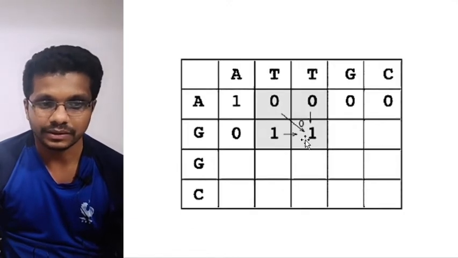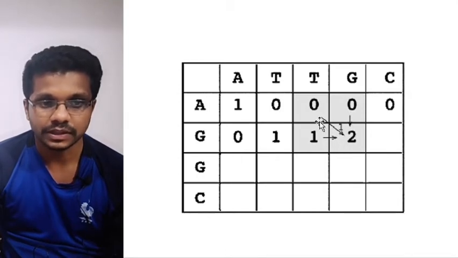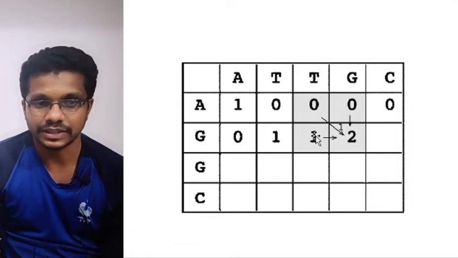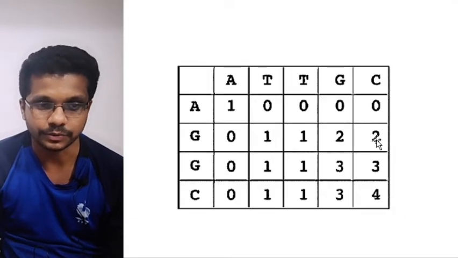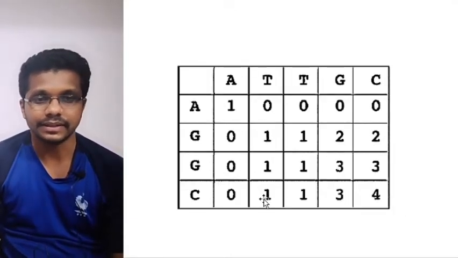Next one is also 1 because we are adding these 3. This one we get 2 because we are adding these 3, and we get 1 because this G and G are similar, so it has a weightage of 1, and 1 plus 1 is 2. Here we are going to get a 2. Like that we are completing the grid.